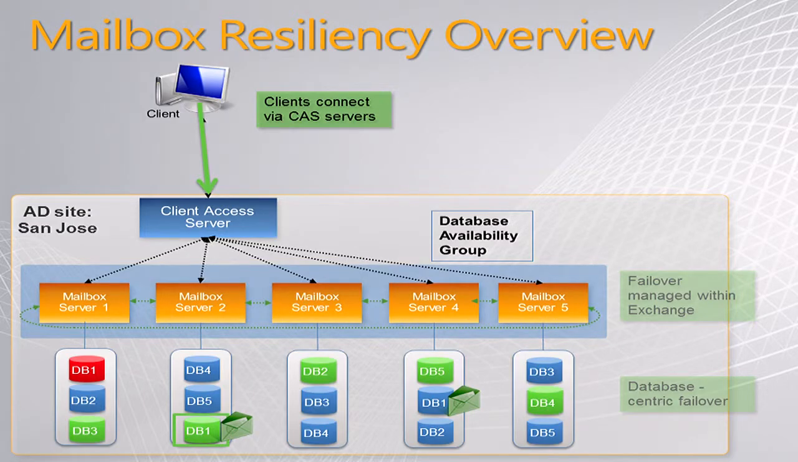And so now when our user connects, the CAS connection goes back to mailbox server 2, and the user hasn't actually disconnected, because they stay connected to CAS. And that mail gets delivered, it goes down to database 1, and the same log replication happens. It goes over to mailbox server 4 to keep that data updated.